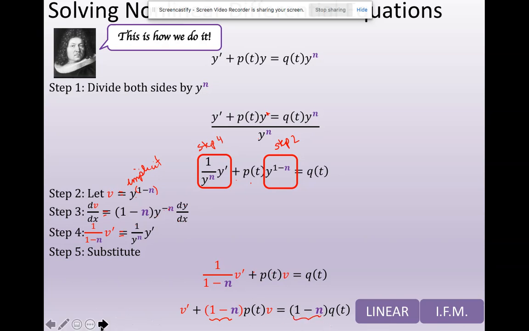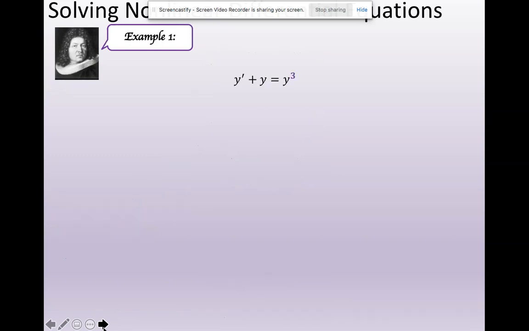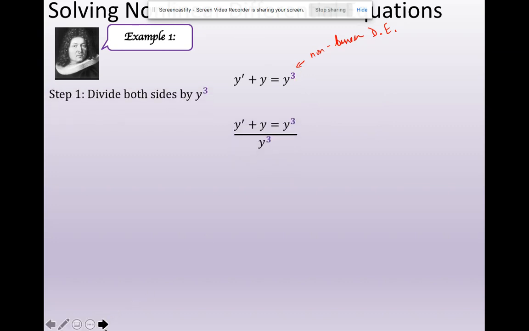All right, let's do one. So I have a differential equation where on the right side, this is nonlinear. Nonlinear differential equation. I do have a y to the first, but over here I have a y cubed. So what are you going to do? Divide both sides. My 3 is the n. Divide both sides by y cubed.